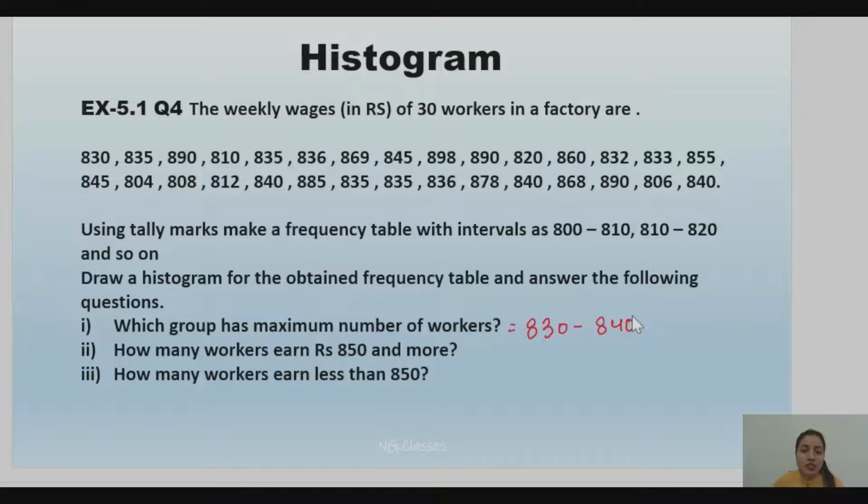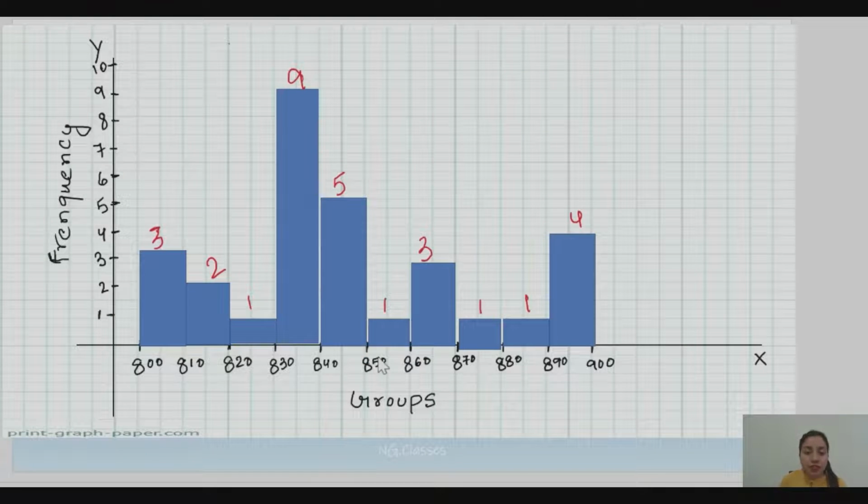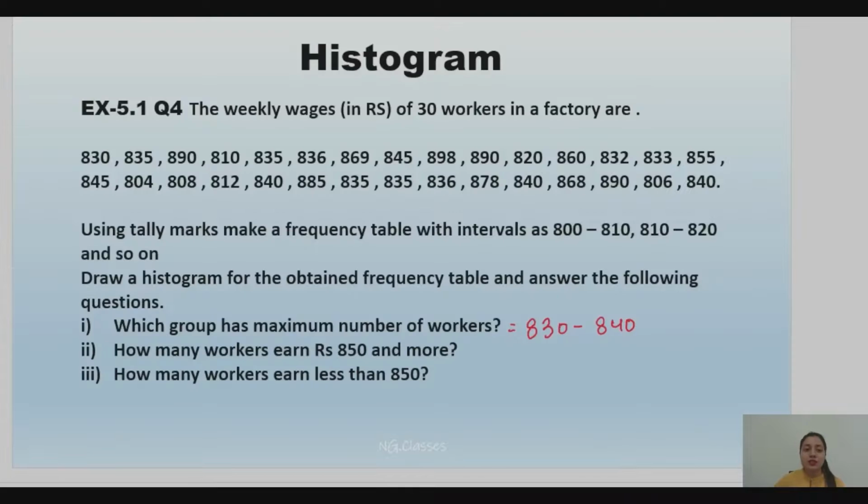Now the next question is, how many workers earn 850 rupees and more? Let me check. 850 and more. How many? 1 plus 3, 4. Then plus 1, 5, 6 and 4. 10 workers, right? So the number of workers who earn 850 and more, it's 10.